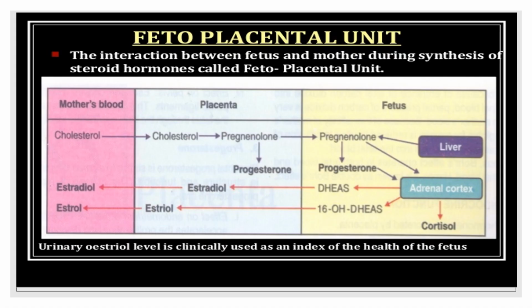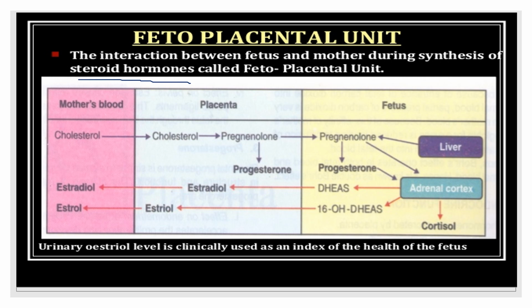Now we come to a very important concept, that is the fetoplacental unit. The fetus and the placenta interact in the formation of steroid hormones. So mother, fetus and placenta act as a unit for synthesizing steroid hormones. As we have seen the two-cell theory of steroidogenesis in theca and granulosa cells, similarly here there is an interaction between the fetus, mother and the placenta to synthesize steroids.